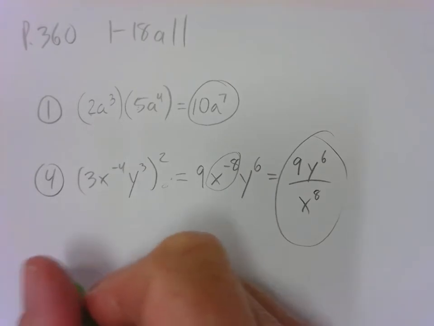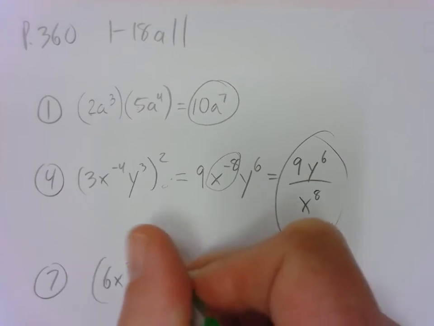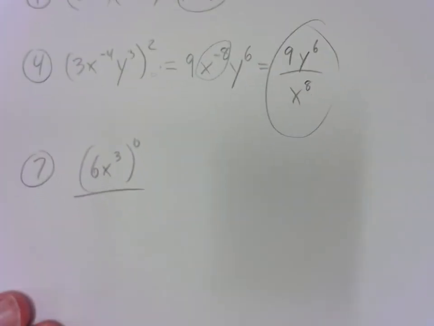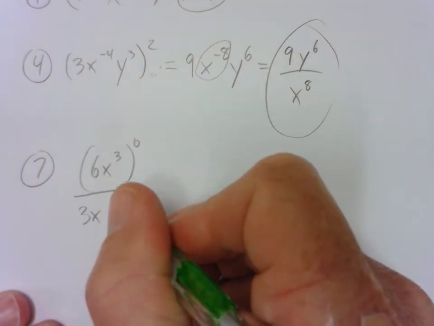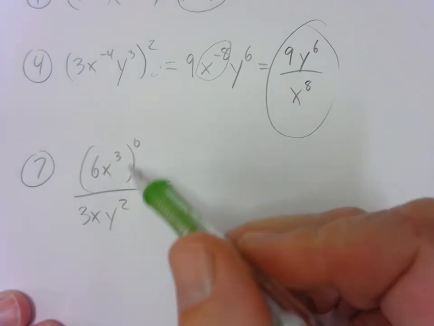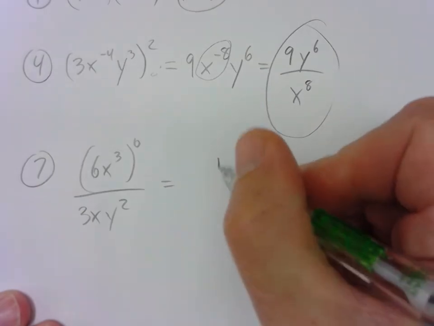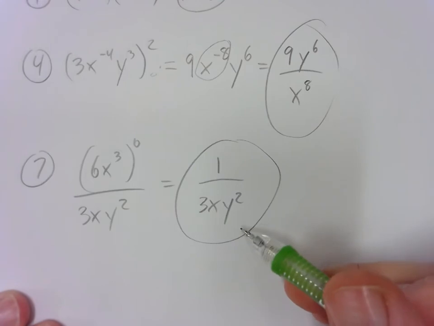Number 7 is 6x to the 3rd raised to the 0 power over 3x y squared. So now we get to use the one and done rule. Anything to the 0 power is just 1. So it's 1 over 3xy squared. And there's nothing to do with this.